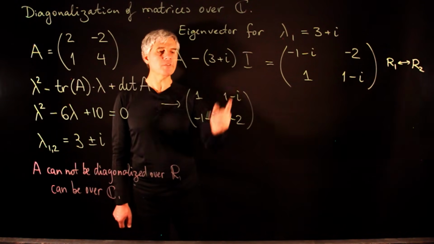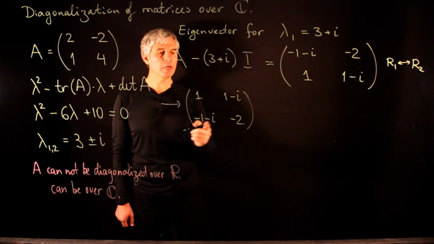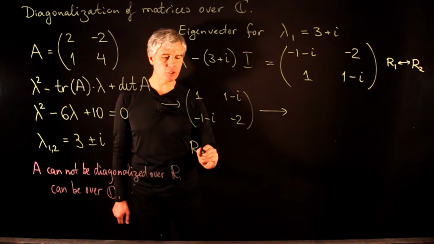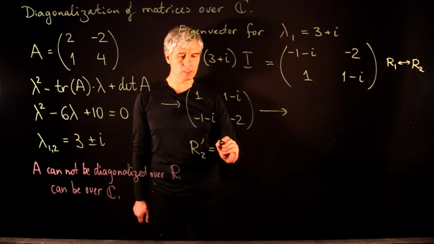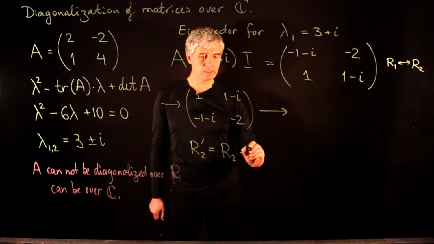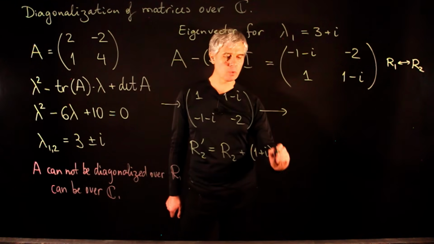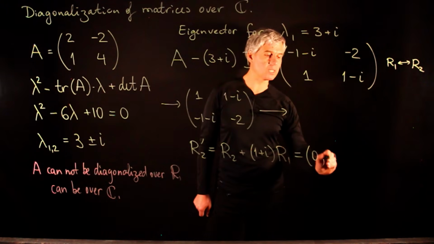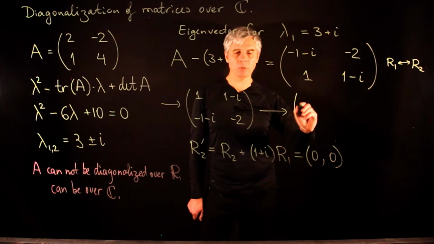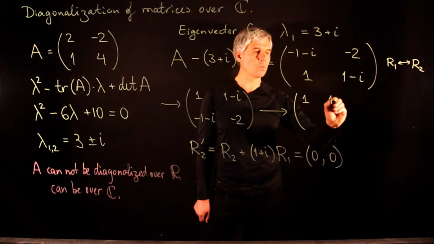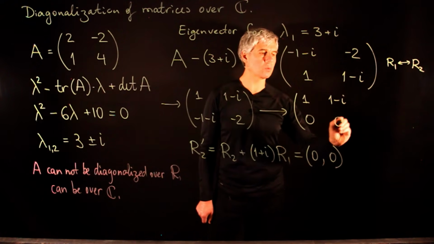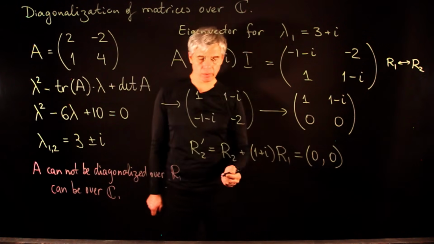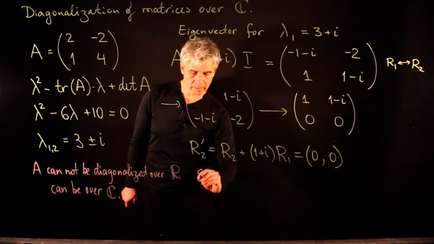When we compute eigenvectors, we are guaranteed to have a row of zeros. So this tells us that if we do the operation row 2 new is row 2 plus (1 plus i) times row 1, then this row will be 0, 0. So we get the reduced row echelon form 1, 1 minus i, 0, 0. Here we see that we have a single free variable. So this means that we will have a single eigenvector.